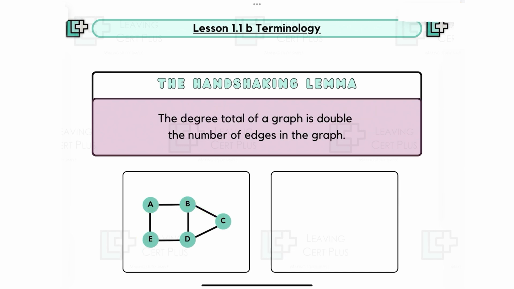The handshaking lemma is a way of working out the degree total of a graph. Remember we had our degrees in our last lesson. It was just how many edges are attached to a node. If I want to find out what the total number of degrees are across a whole graph, it's just double the number of edges. Try and work out your degree total for this graph here. So my degree total here is going to be double my number of edges. I've got 1, 2, 3, 4, 5, 6 edges. So the degree total here would be 12.